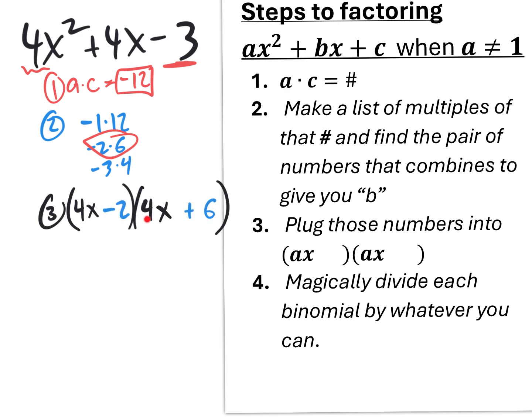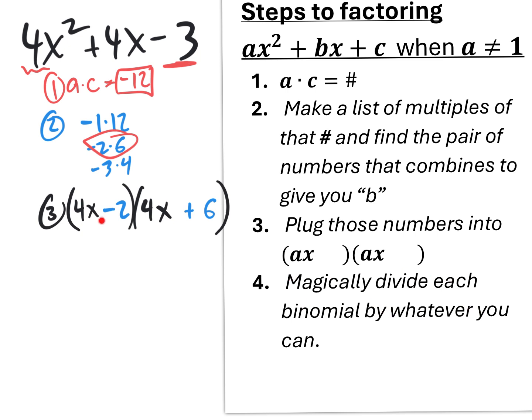Now, this is definitely not the final answer. Why not? Because if I go 4x times 4x, it will not give me 4x squared. It will give me 16x squared. So we still need to do this fourth and final step. What does it say? It says magically divide each binomial by whatever you can, okay?